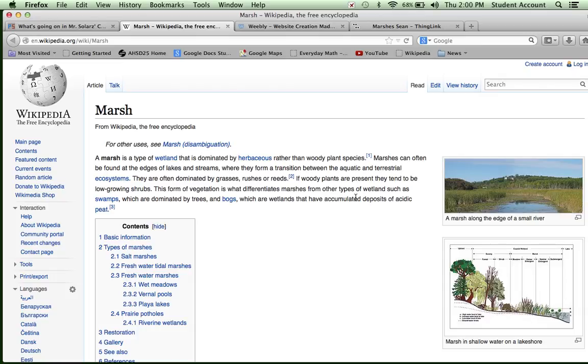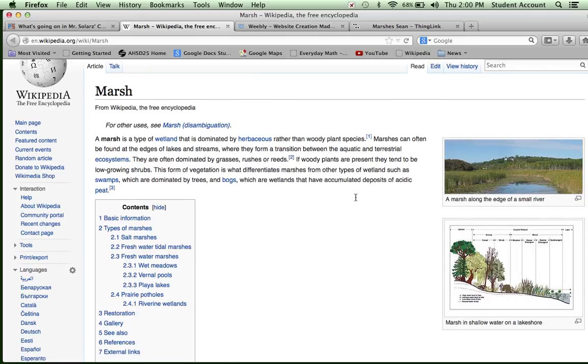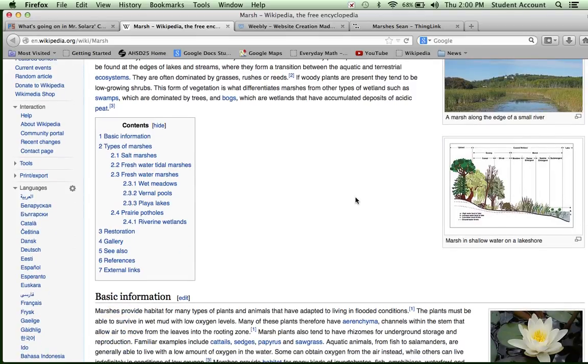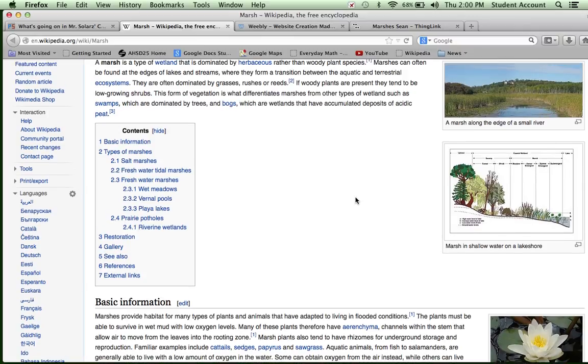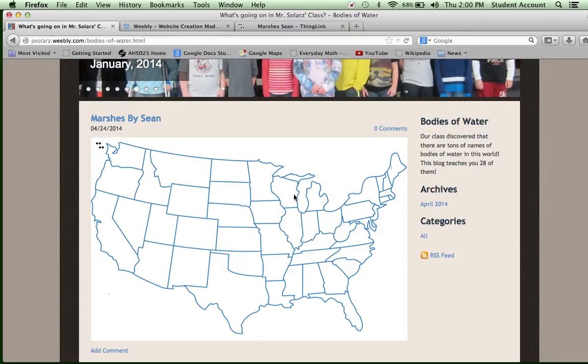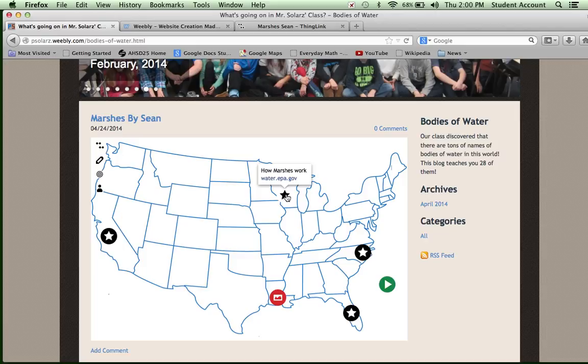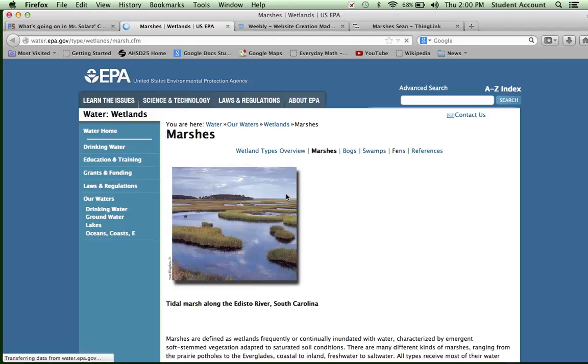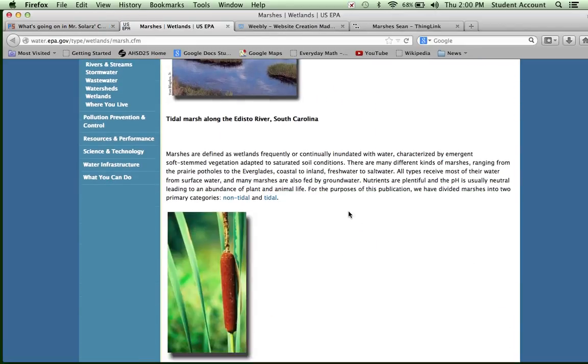They also provide a habitat for lots of plants and animals that have adapted to living in flooded conditions. All right. Next, I'm going to explain how marshes work.